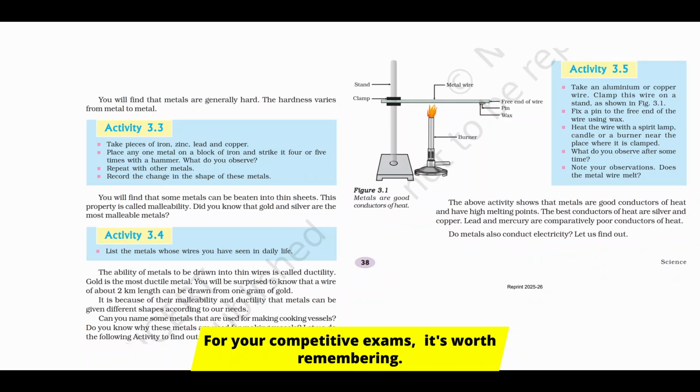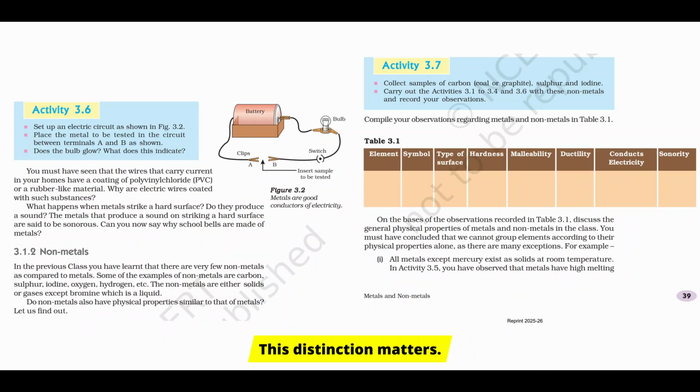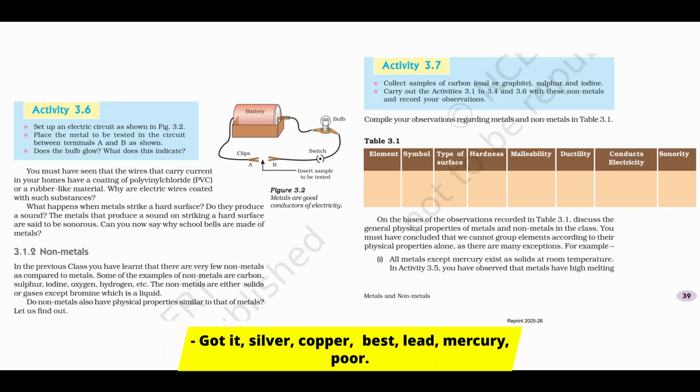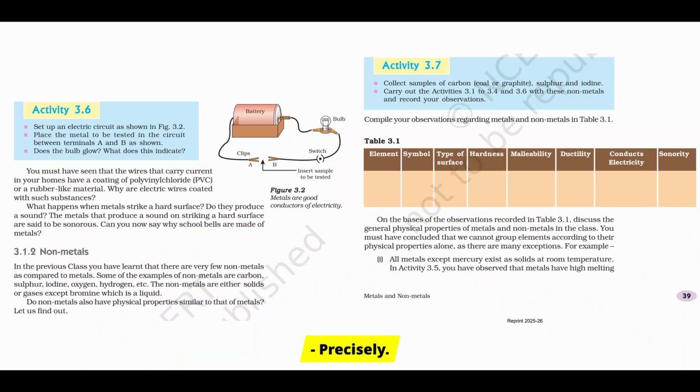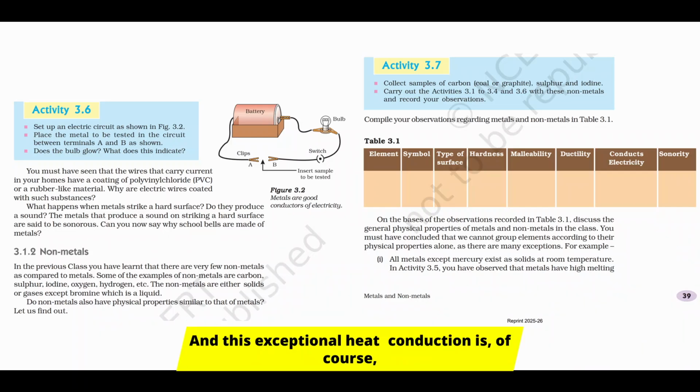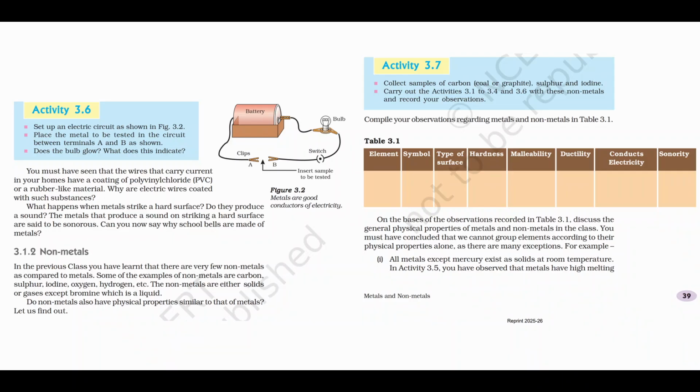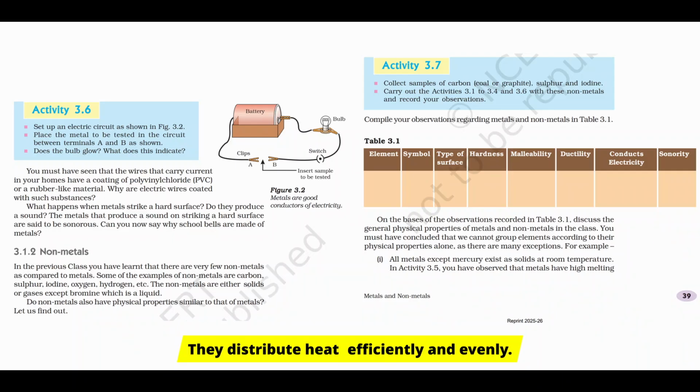For your competitive exams, it's worth remembering: silver and copper stand out as the best conductors of heat, whereas metals like lead and mercury are comparatively poor conductors. This distinction matters. Got it. Silver, copper best, lead, mercury poor. Precisely. And this exceptional heat conduction is, of course, the very reason metals are indispensable for making cooking vessels. They distribute heat efficiently and evenly.